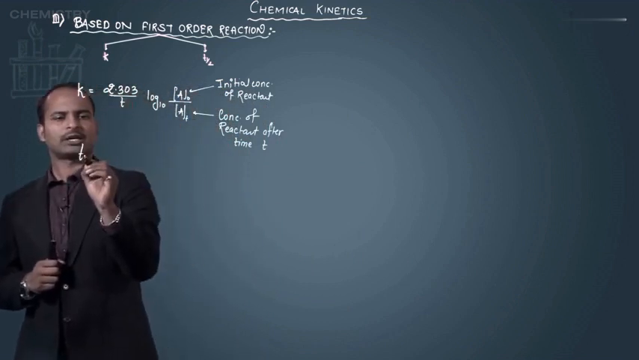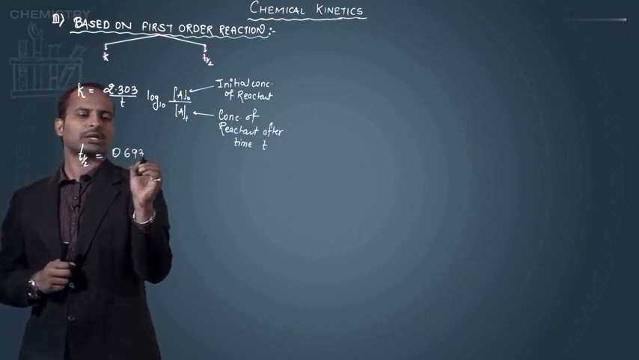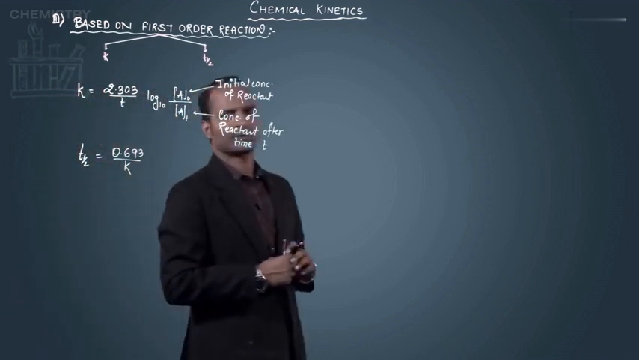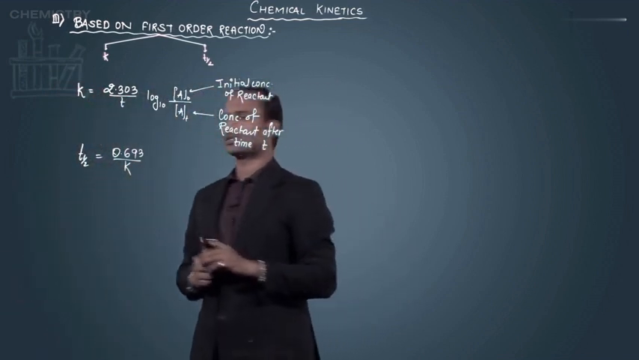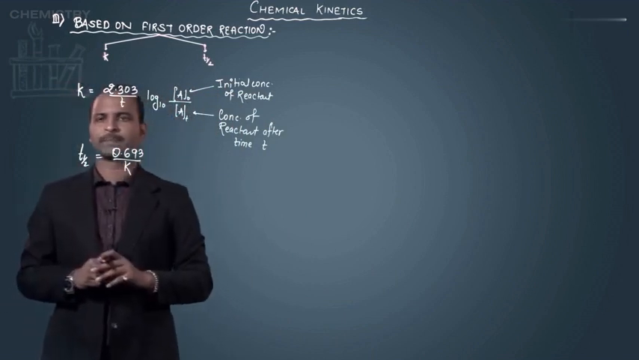And then we have the half-life period, T half. The formula is 0.693 upon K. For first order reaction, the half-life period does not depend upon the initial concentration, and hence the half-life formula does not involve any A naught term.